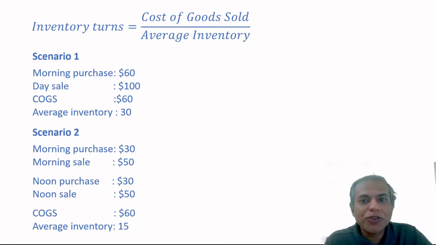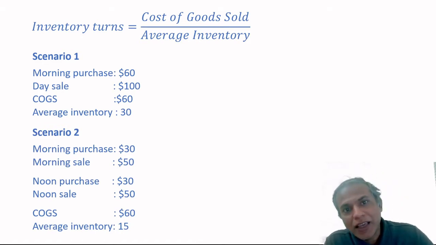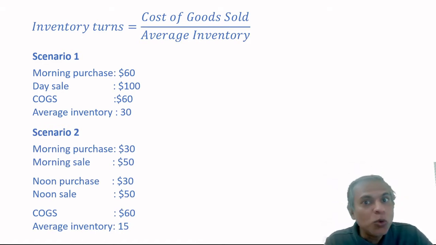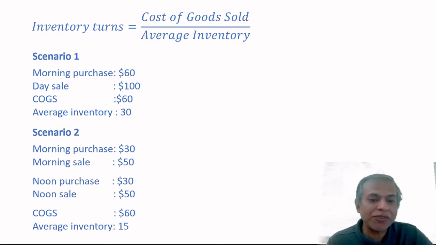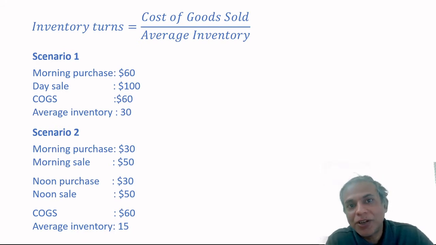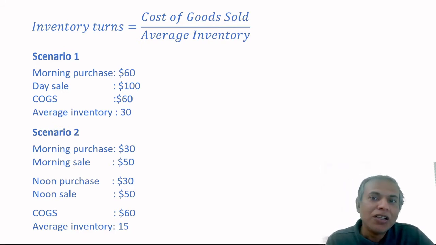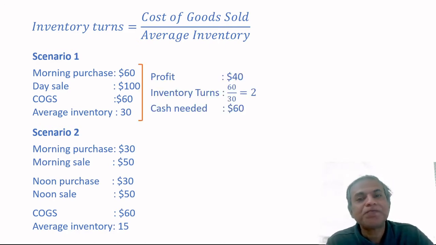A second model for this business could be that they go out in the morning, buy ice cream worth $30, and then sell it off by noon, go back to the market, buy ice cream for $30 again, and sell it off by evening for $50. They still have bought ice cream for $60, so their COGS is still 60, but their average inventory is now 15, because they bought inventory worth 30 and sold it off to make it 0. So 30 plus 0 divided by 2. So that's how their average inventory works.